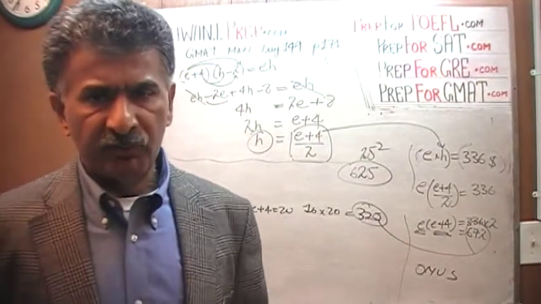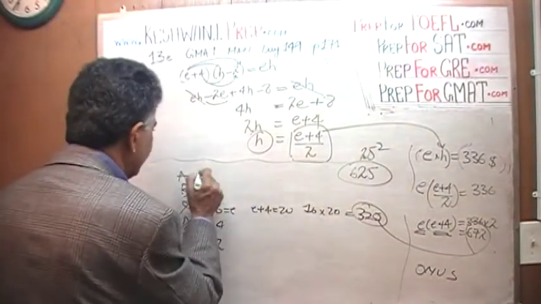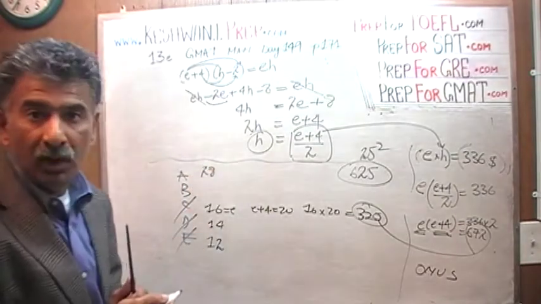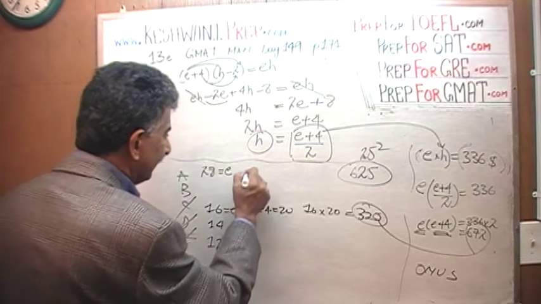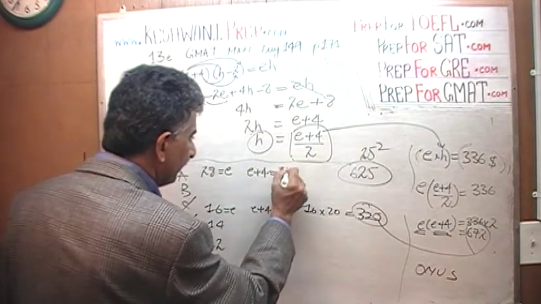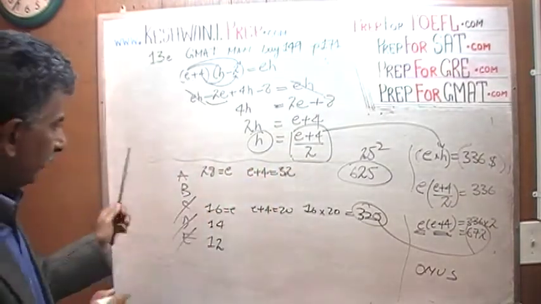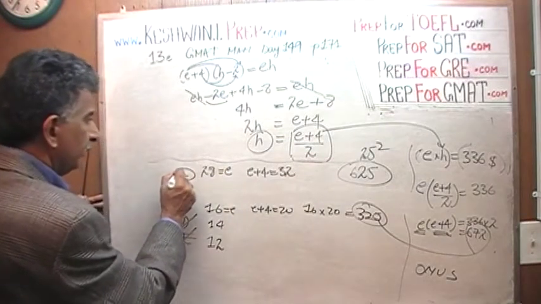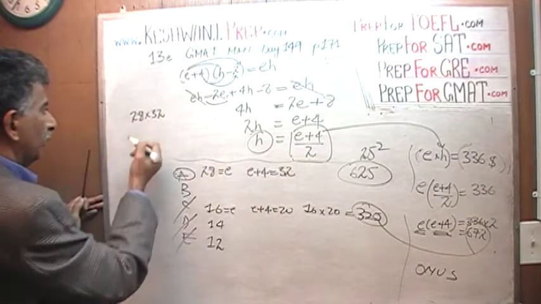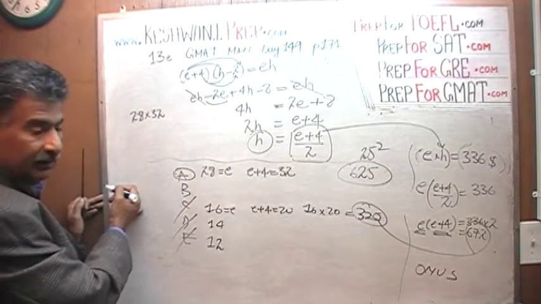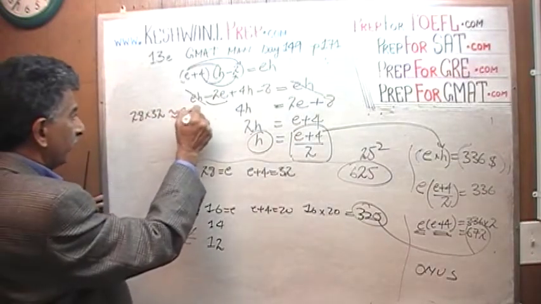Let's try 24 first, because for some reason 28 to me sounds too large. Why? I'm going to show you very quickly why. If e equals 28, then e plus 4 would be 32. Now we're looking at A here. 28 times 32 to me is very close to 900.